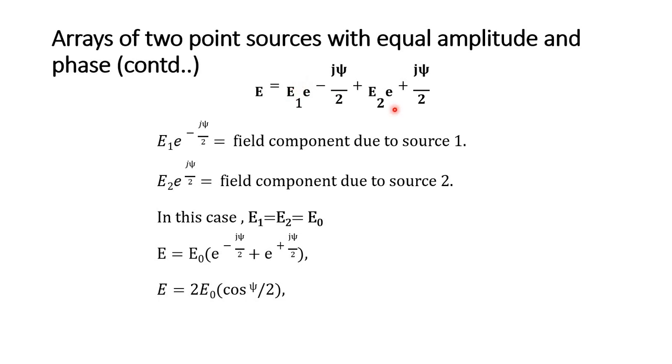Let us substitute E1 E2 as E0. So then we can take E0 as common. So E is equal to E0 into e raised to minus j psi by 2 plus e raised to j psi by 2. From trigonometry we know that e raised to j theta plus e raised to minus j theta by 2 is cos theta. So here we have e raised to j theta and e raised to minus j theta, so we have it as cos psi by 2. So E is equal to 2 E naught cos psi by 2.